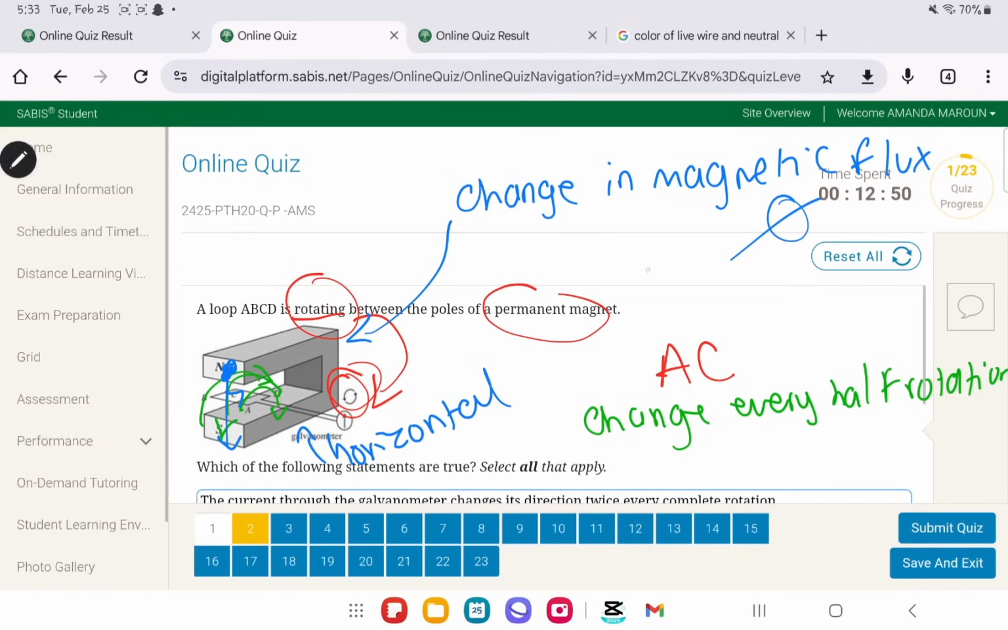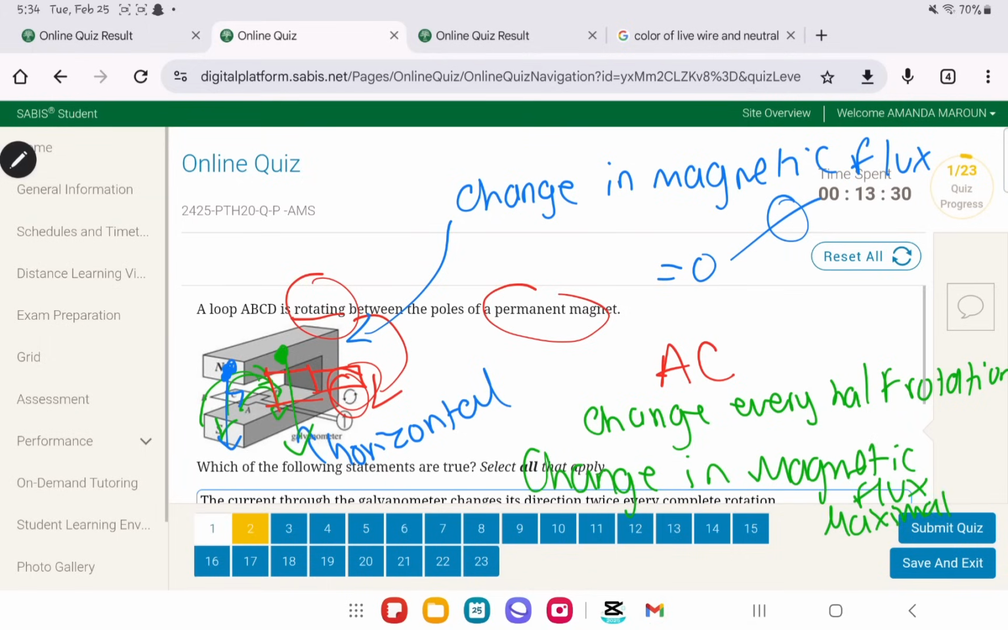Magnetic flux is denoted by phi. It is equal to 0. However, if it were vertical, if it were standing like this, I don't know how to draw it, just bear with me. If it was standing vertical, and the magnetic field is passing through it, that means it is not perpendicular to it. In another term, it is parallel to the wire. So then the change in magnetic flux is going to be maximal, or maximum.